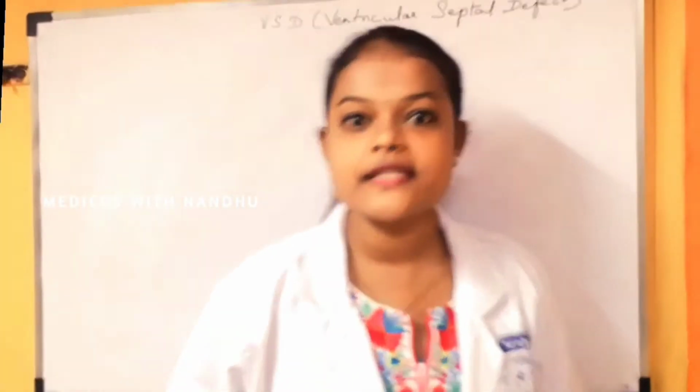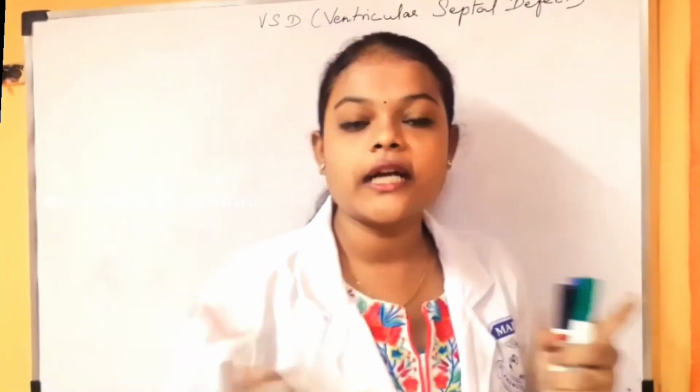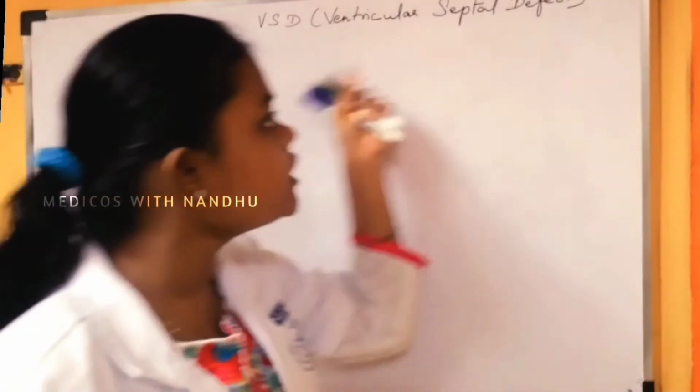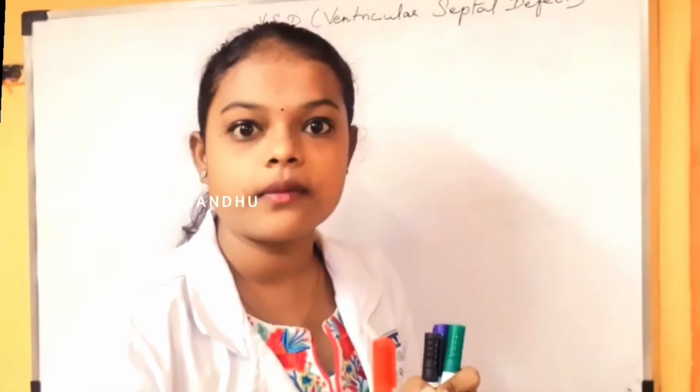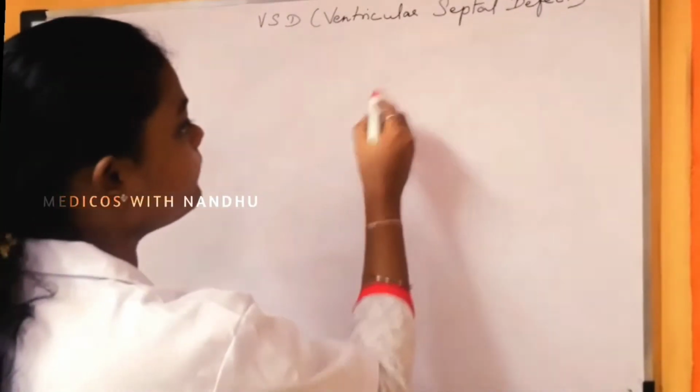In the previous class we have seen about ASD. And what is ASD? There will be a shunting of blood from the left to right atrium of the heart. Same here, the ventricular septal defect means there will be a defect in the interventricular septum, and the shunting will be between the left and the right ventricle. Okay, so let us start from the basics. Let us see in the diagram.